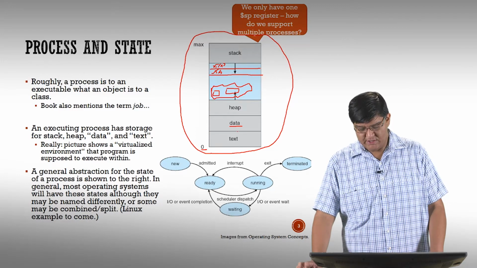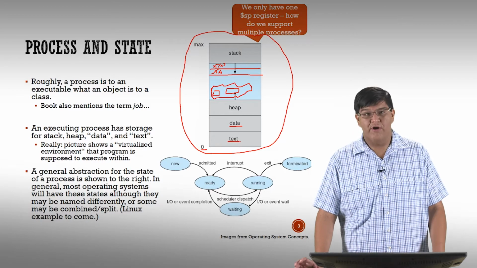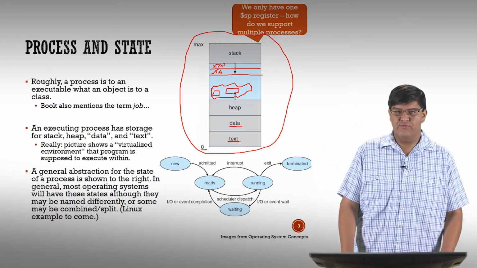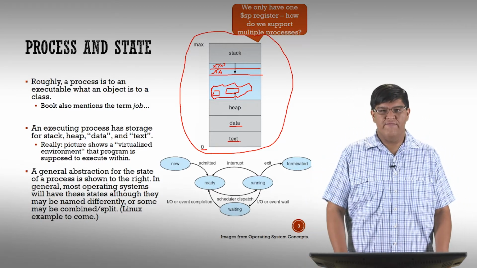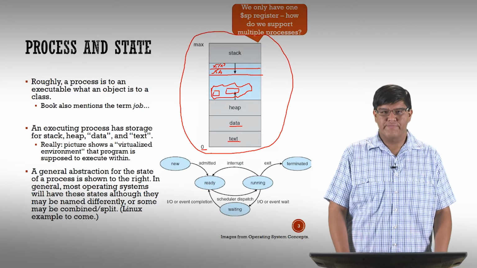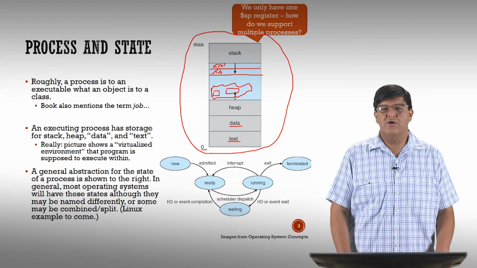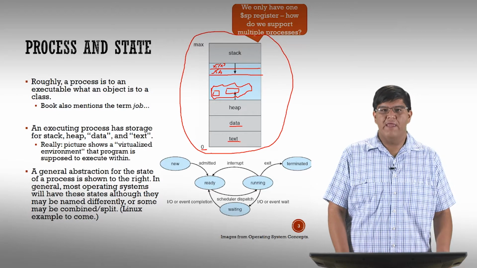Last thing I have there is a text region. Text region is just program code. So the actual program that you're running will end up going down there. So all the functions and stuff will end up down there. Okay, so that's a general overview of what a process will contain in main memory.